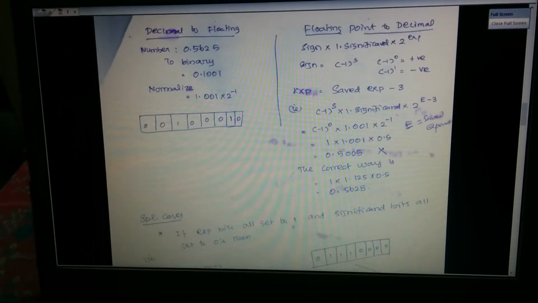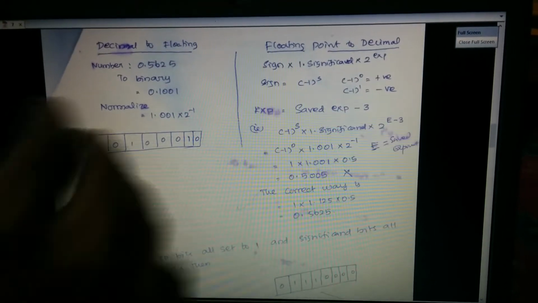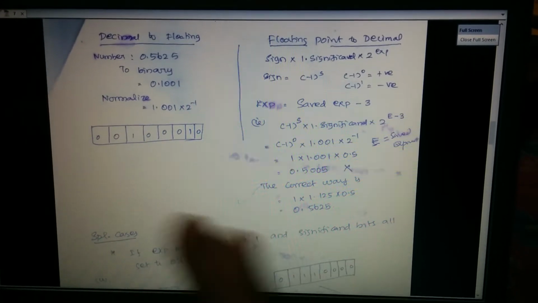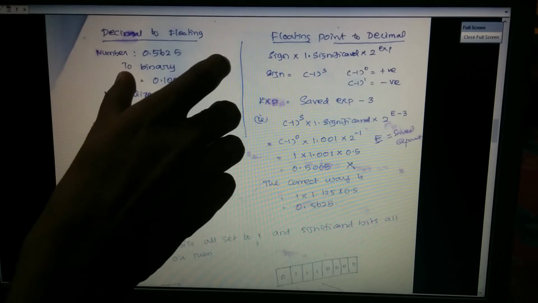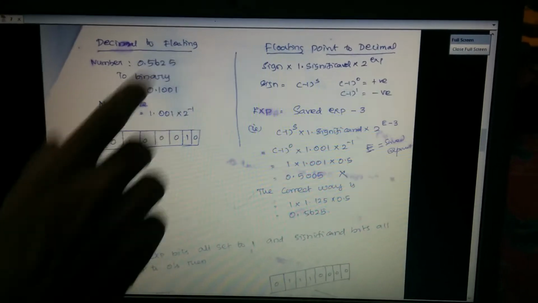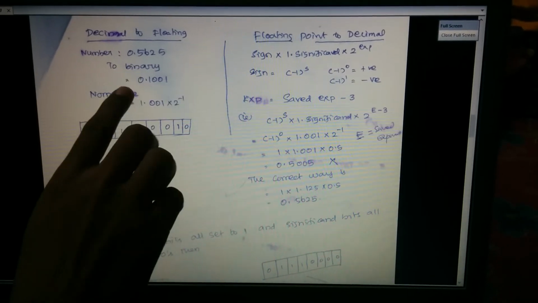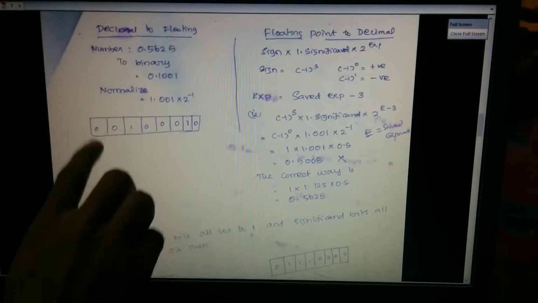So this is conversion of decimal to floating point. Consider the decimal number 0.5625. Now we can convert by basically multiplying by 2 and taking the remainder, and we'll place it here. So this is the basic binary form, and we can convert it to floating point using this standard form as earlier mentioned.